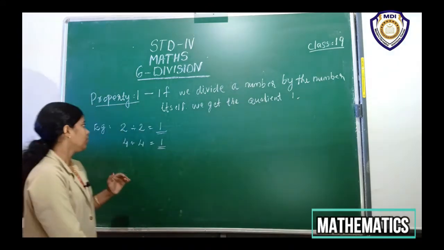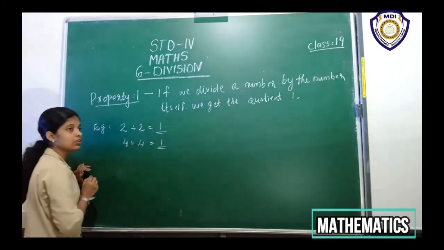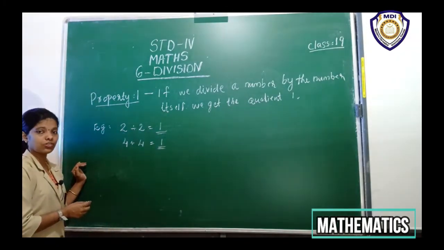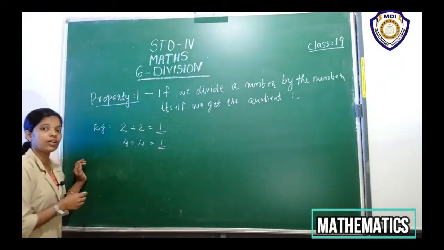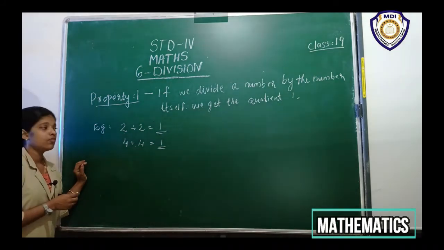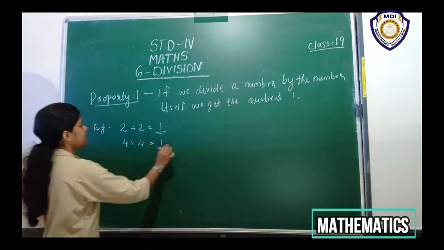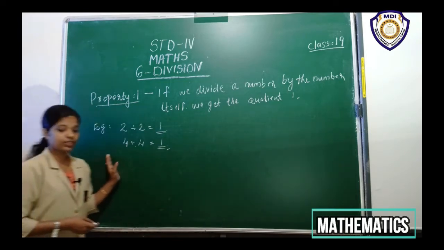Okay, 1. Okay, here 2 divided by 2 we get the answer 1, the quotient is 1. Here 4 divided by 4 we get the answer 1, the quotient. Okay, take a rough and write.